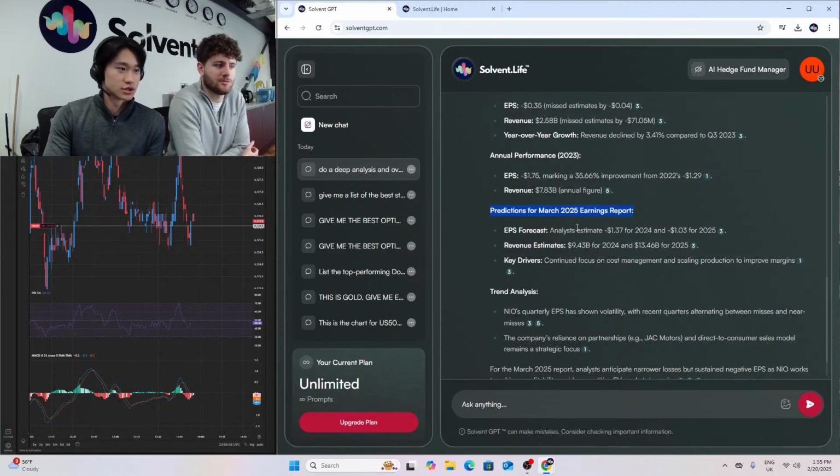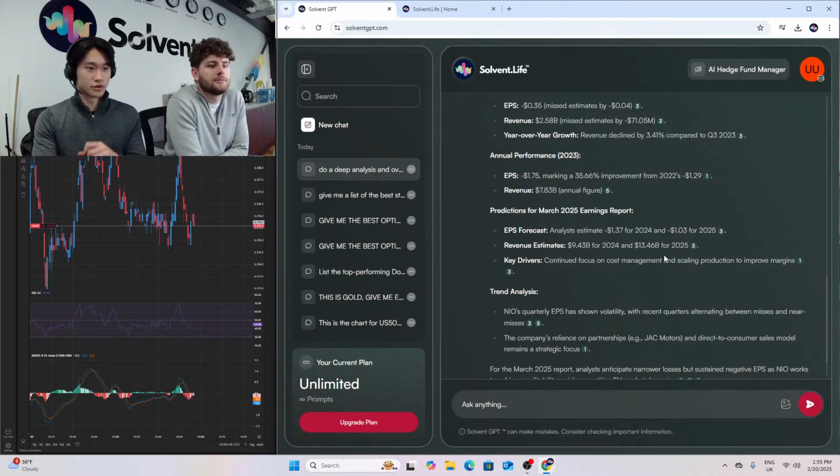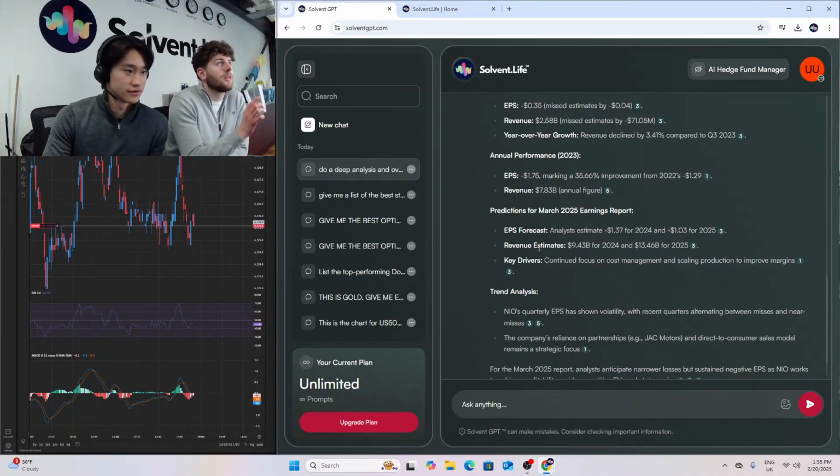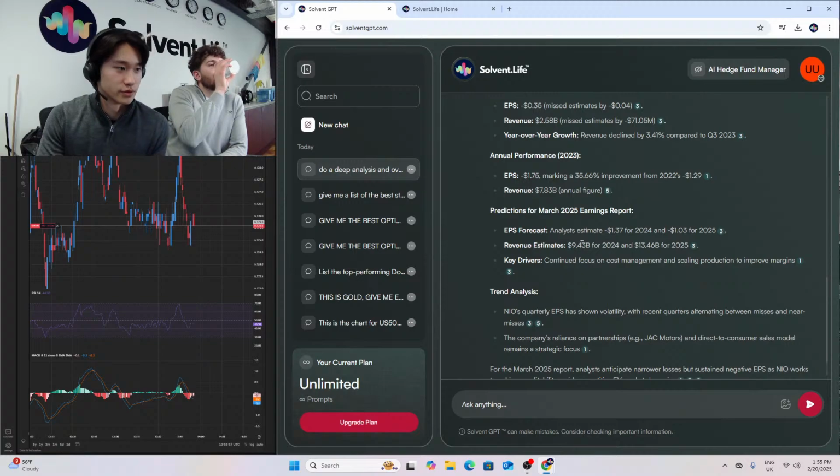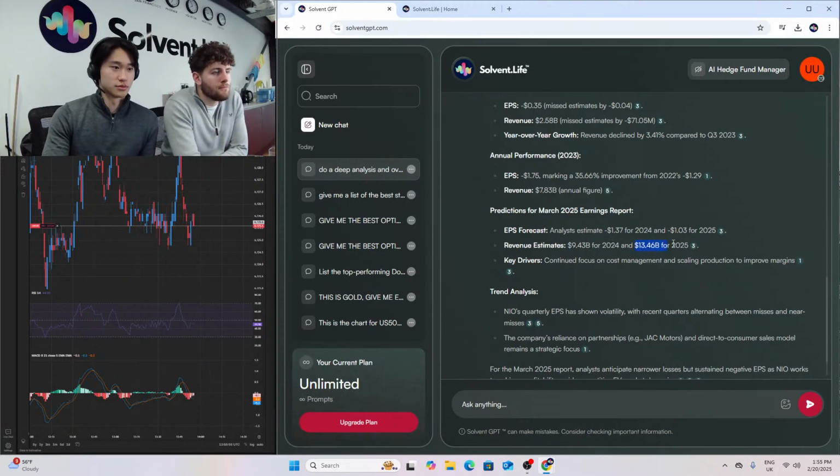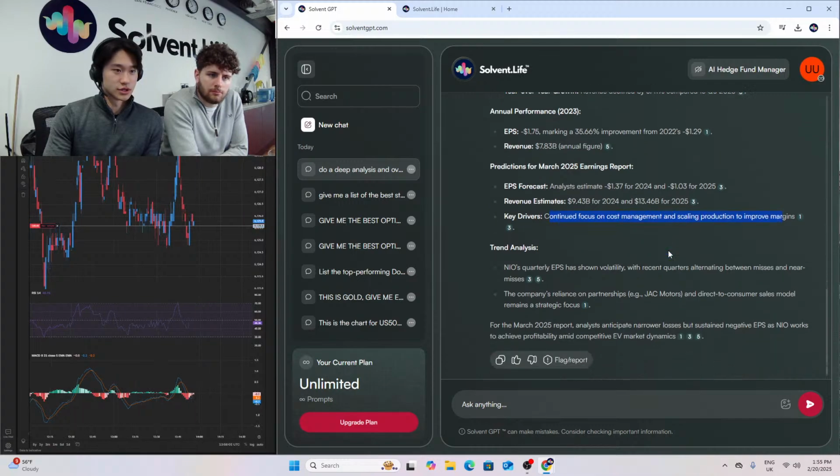Predictions for March 2025 earnings report. Analysts estimate a minus 1.37 for 2024 and minus 1.03 for 2025. Revenue estimates 9.43 billion for 2024 and 13.46 billion for 2025. Scaling production and improve margins.